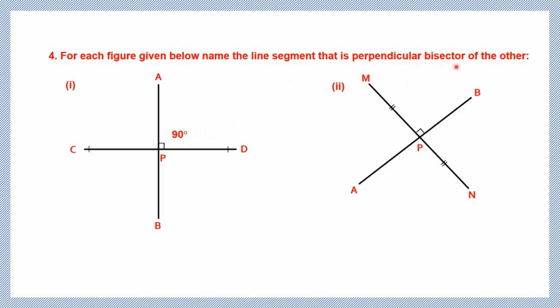What is the meaning of bisector? Bisector means it should cut that other line into two equal parts. It can't be anywhere on that line. It has to pass through exactly the midpoint of the other line, cutting it into two equal parts.